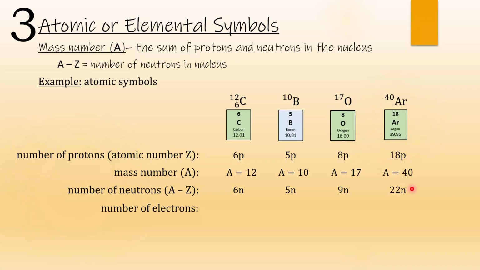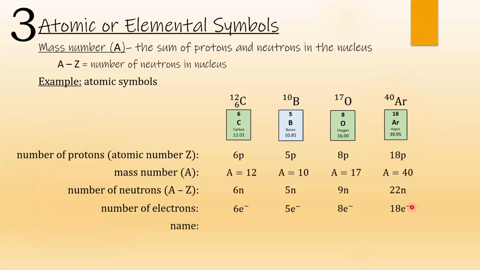Now the number of electrons. In this case all of these are electrostatically neutral, and we'll show you how we'll represent this when we talk about ions in a later video. But all of these are electrostatically neutral, so the number of protons has to equal the number of electrons. So for instance, if carbon has 6 protons, it better have 6 electrons, otherwise it's not going to be electrostatically neutral. So here's my symbol for electron, e to the minus. For instance, again, argon, 18 protons, it's got to have 18 electrons to be electrostatically neutral.